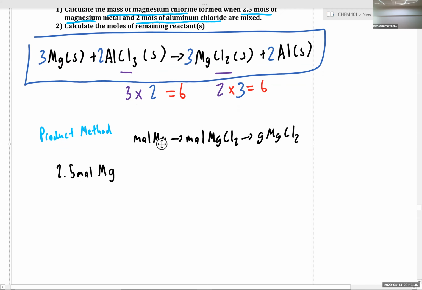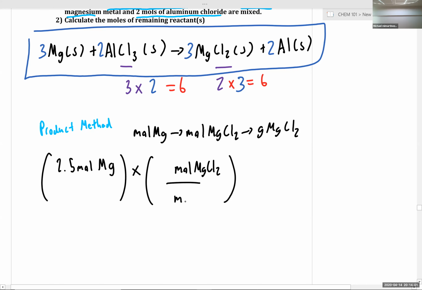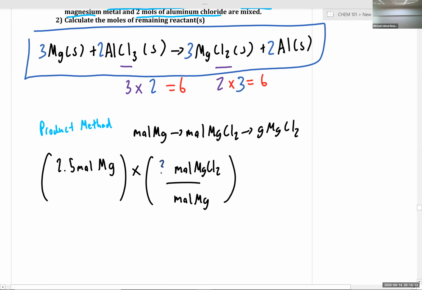Now that we have our marching orders, our unit conversion map, if we're going from moles of magnesium to moles of magnesium chloride, how many moles of magnesium chloride do we have per mole of magnesium? What's our mole to mole ratio? What's our ratio of coefficients? Yep, 3 to 3, exactly right. We have 3 moles of magnesium chloride per every 3 moles of magnesium.